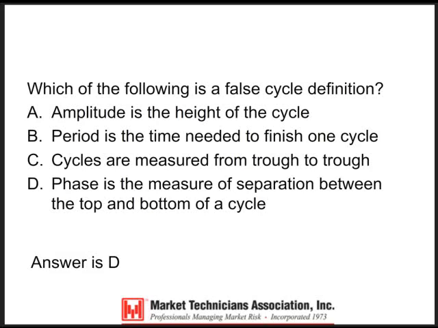Yeah, here you need to know the definitions of cycles and things we went over and things I've talked about plenty of times, and that the phase is not the measurement of the separation between the top and the bottom of a cycle. That would be called amplitude. So if you knew the definitions, this question would be a little bit easier because amplitude certainly is the height of the cycle. The period is the time needed to finish one cycle, and then cycles are measured over their period from trough to trough. You can measure peak to peak, but trough to trough is generally how cycles are measured.